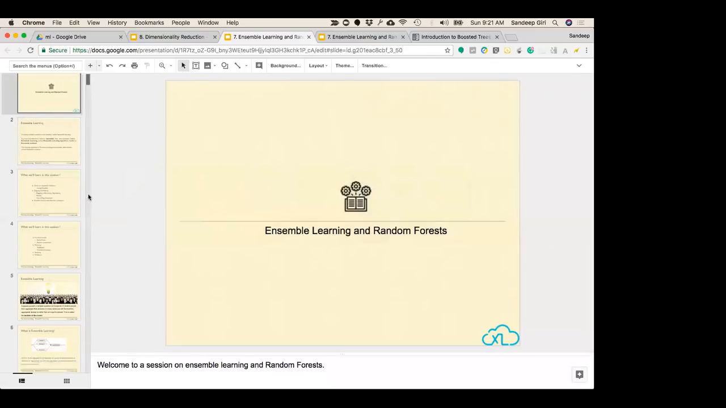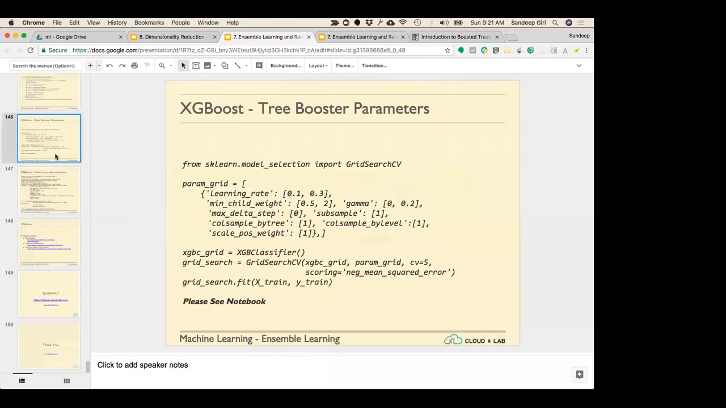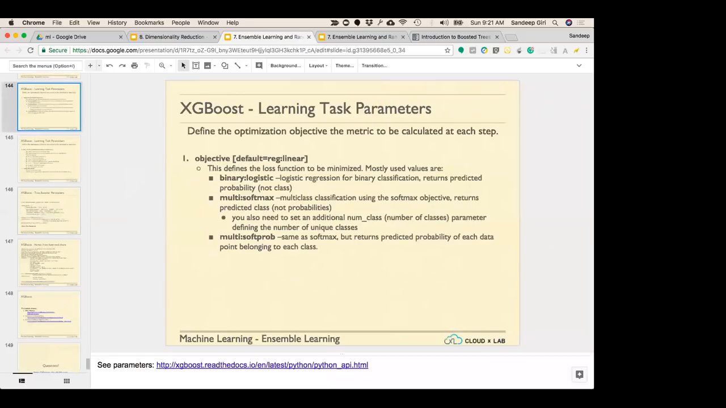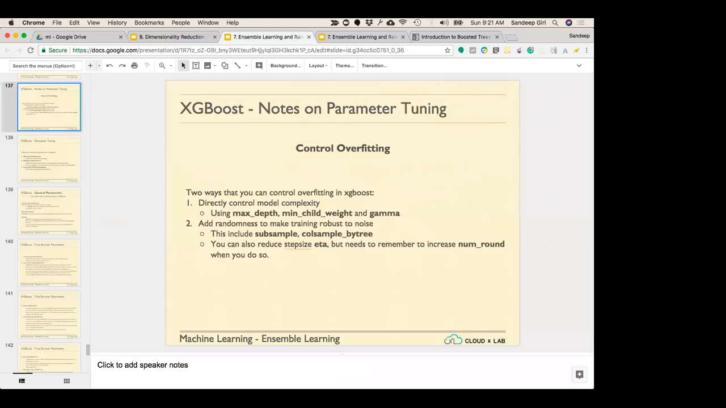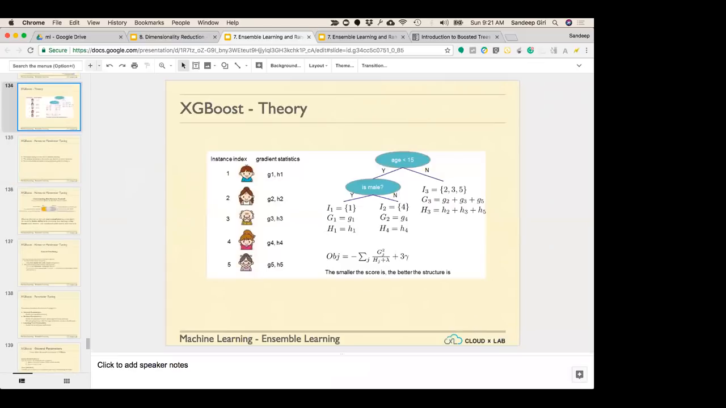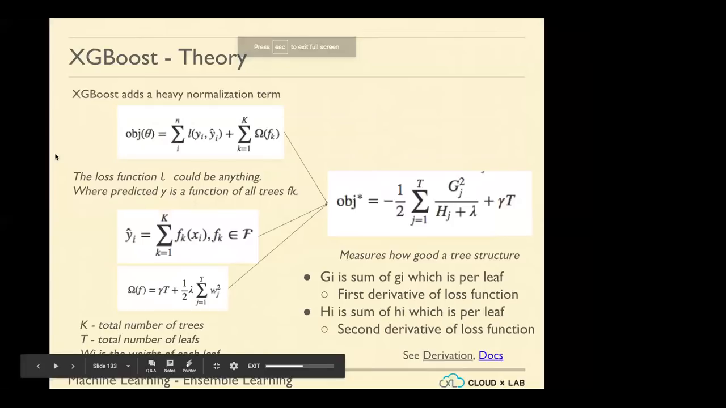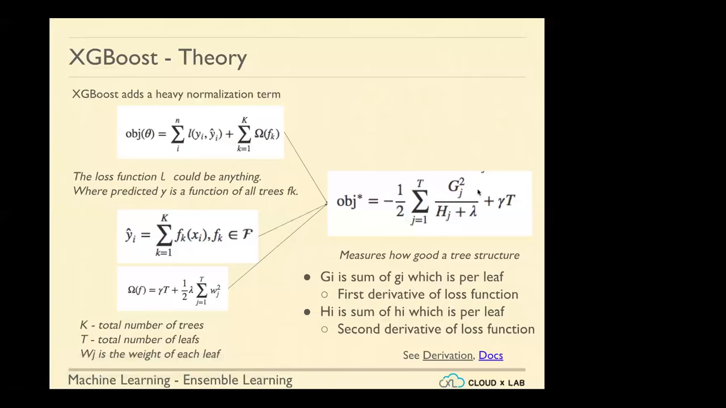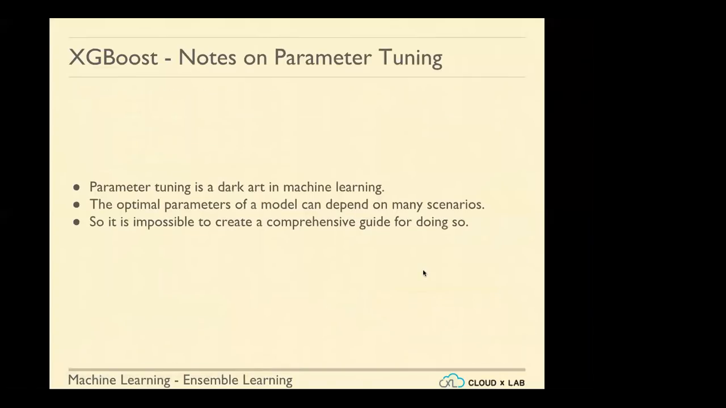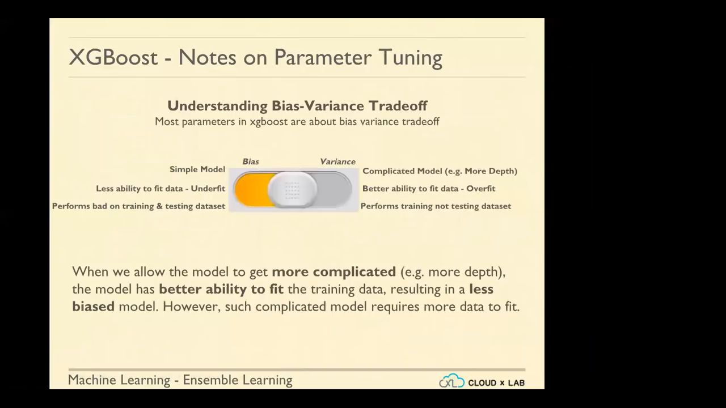All right, so that's pretty much about XGBoost. There are a couple more things to talk about. Essentially, the objective function in the end is this. So parameter tuning in XGBoost is a dark art. The optimal parameters of a model can depend on many scenarios, so it's impossible to create a comprehensive guide for doing so. First of all, we need to understand the bias-variance trade-off.